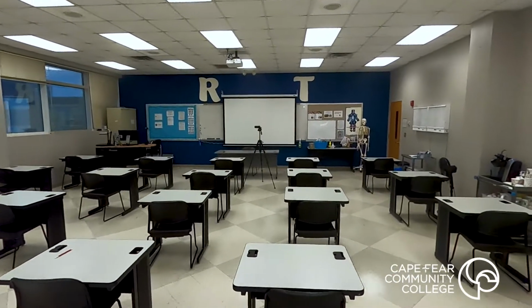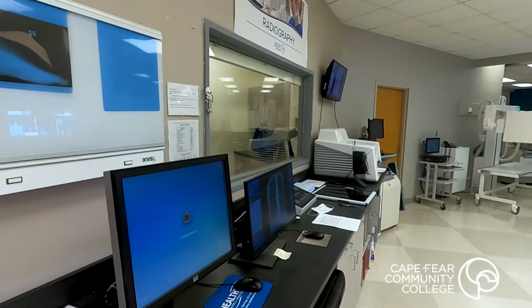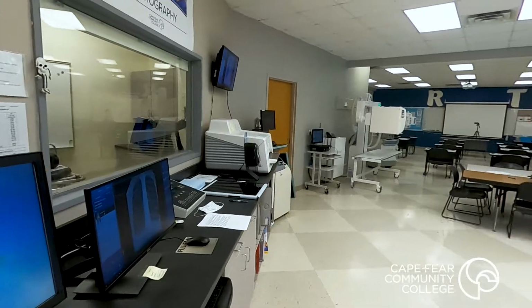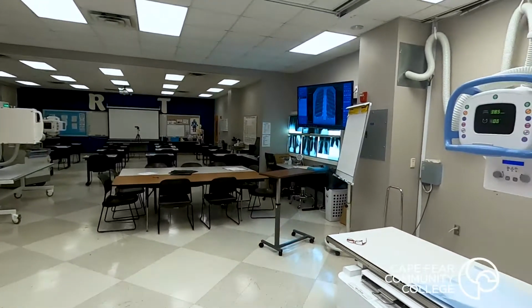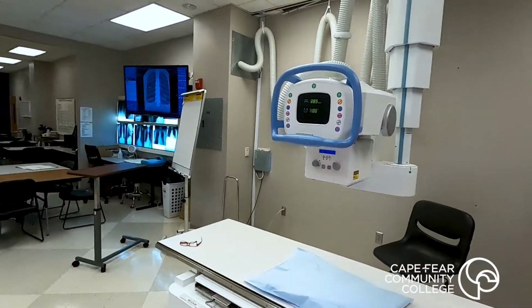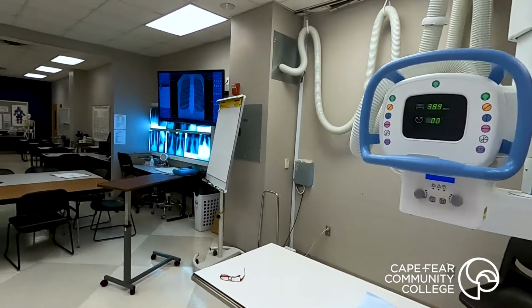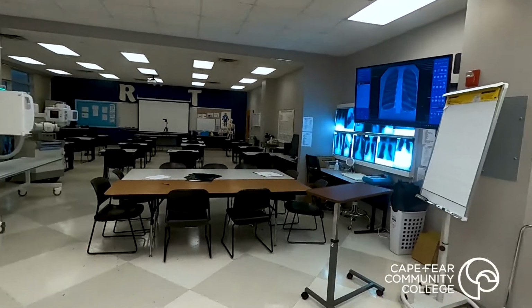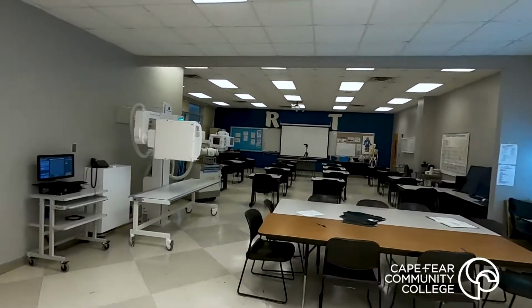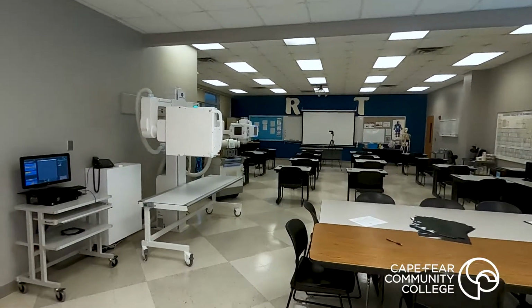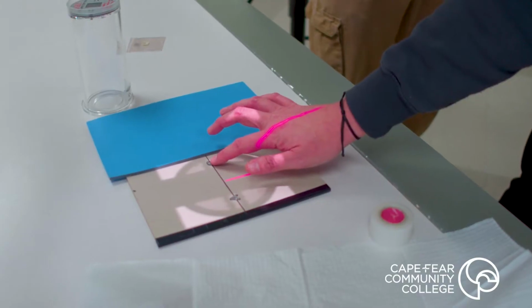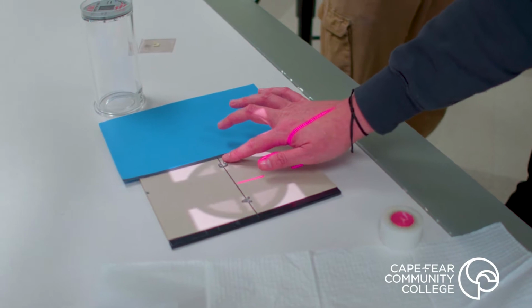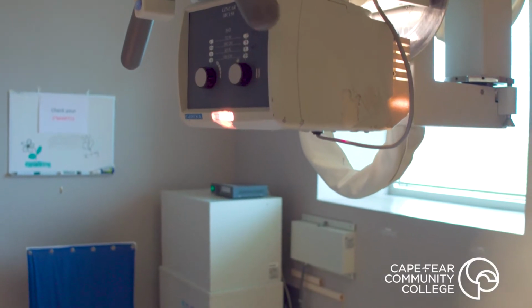The lab is used in nearly all of the radiography courses, including such classes as patient care, where we learn to safely transfer patients on and off the table, as well as learning about monitoring vital signs, hand washing, and sterile technique. We also use the lab for positioning. The students practice correct positioning for X-ray exams prior to actually performing these exams in the clinical setting.